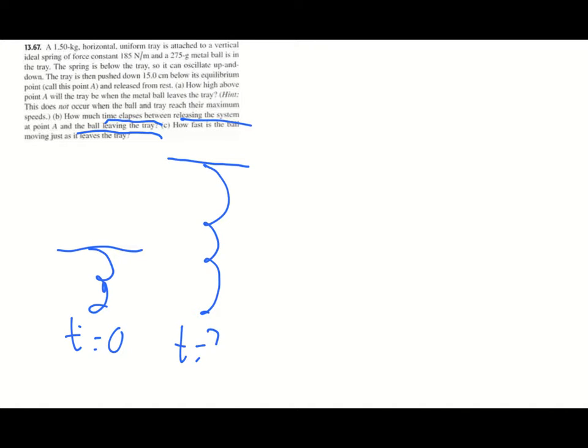Time equals something. Okay, and I don't know what that is, but what I'm going to do is cheat because it's way easier. I don't want to deal with the phase angle. So I'm going to actually turn this thing on its head, and I'm going to call down the positive direction.